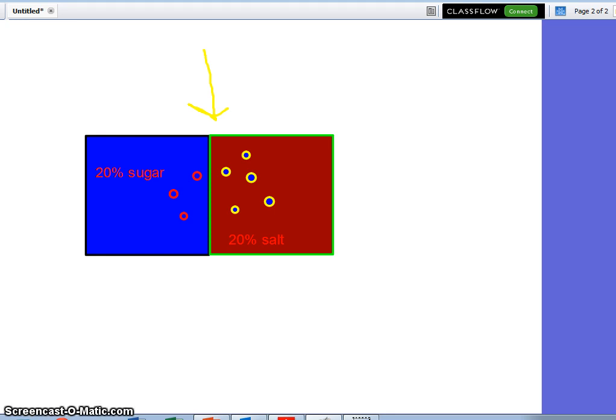The reason I say this is an isotonic solution is because if water can pass, a solution's made of two things, solute and solvent. So if this left side is 20% sugar, the other 80% is water. And the same is true over here. If this side is 20% salt, the other 80% is water. Therefore, if the solutes are stuck where they are, the concentration of water on each side of this membrane is the same.